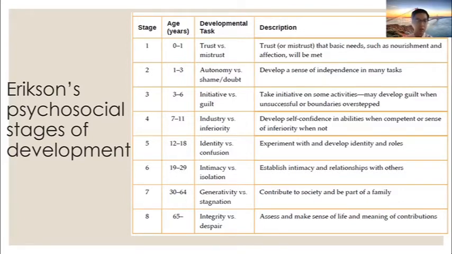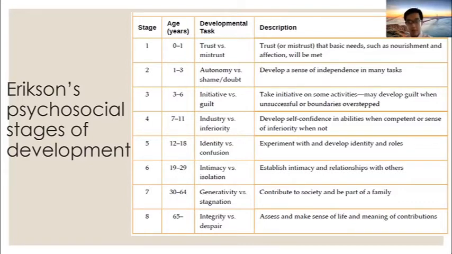So you can view stage seven as middle adulthood, and stage six as young adulthood. It's not really that certain that if you go to age 30, you must go to stage seven. It's not that case. Just roughly speaking, stage seven corresponds to middle adulthood. Stage six corresponds to young adulthood.